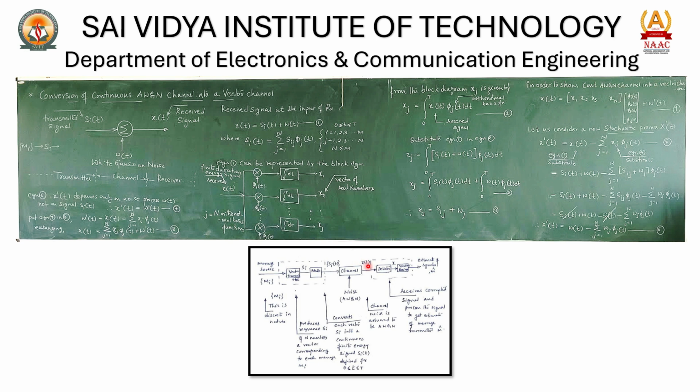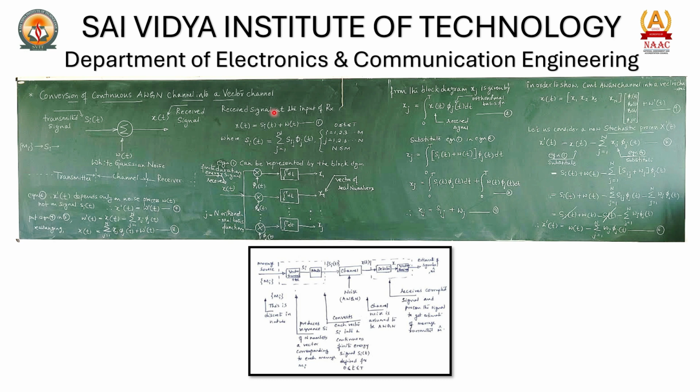So from this corrupted signal, I have to obtain the vector value to estimate the symbol that was transmitted at the transmitter. So now we are in this section here. Therefore, the part of the digital block diagram is represented as shown here: the transmitted signal, the received signal, and the channel with white Gaussian noise.